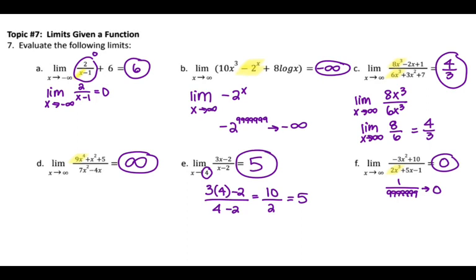This one actually had a number to plug in, so I went ahead and plugged in the numbers. For the other ones, I was looking at really, really large numbers because you're looking at infinity or negative infinity. So you can either plug in really, really large numbers, or you can look at dominant terms, or you can even look at the graph and see what the graph is doing.